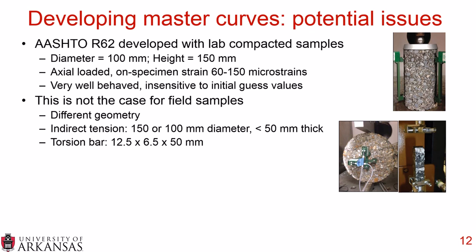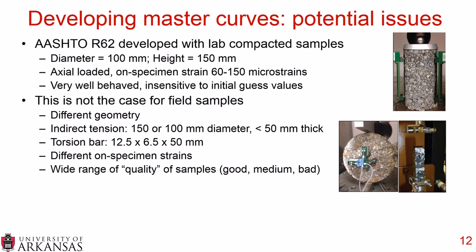Now, another geometry you can have is the torsion bar sample. You can see here, these samples are 12.5 by 6.5 by 50 millimeters. Again, something that you can very easily get out of these relatively thin lifts of asphalt that are placed in the field. So this is the good news. We have two different configurations where we could potentially get data for dynamic modulus, either using the indirect tension, or IDT, or the torsion bar, which we'll call capital TB.